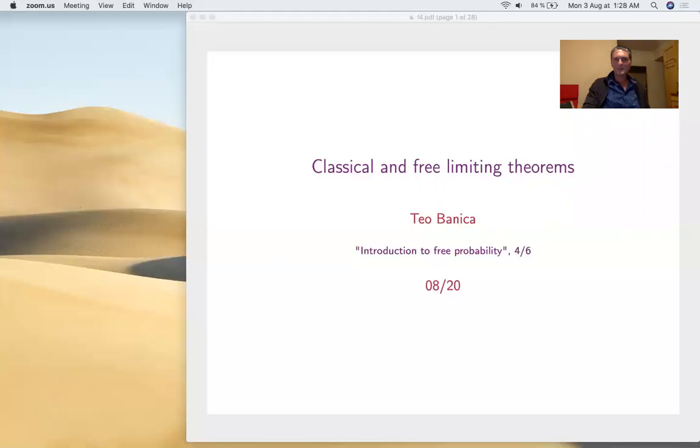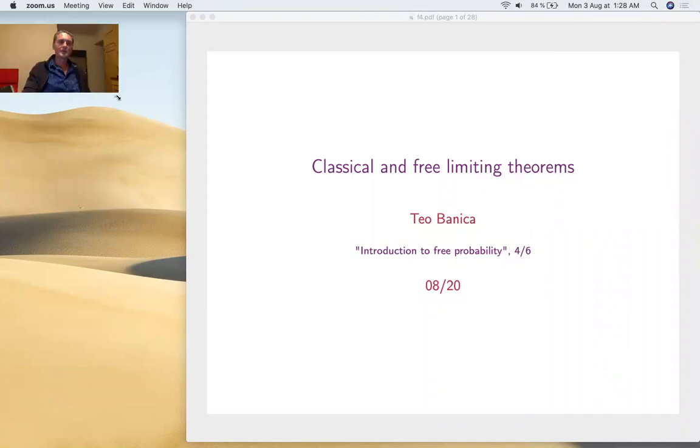So more details, of course, and versions like the complex version, also the Poisson limit theorem, the compound Poisson limit theorem, both classical and free. So we try to understand these bijections between classical and free probability coming from limiting theorems, which are pretty much similar. So let's find this presentation. We are on classical and free limiting theorems.